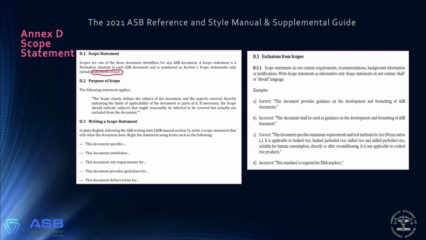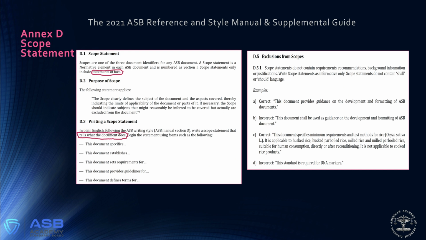And then it goes on to say that if there is something that might be reasonably inferred to be covered by the document but isn't, the scope ought to say that as well. This explains what a scope statement says and does, but it can also be important to tell a potential user what it doesn't contain. Are there some kinds of information that are excluded from scopes?